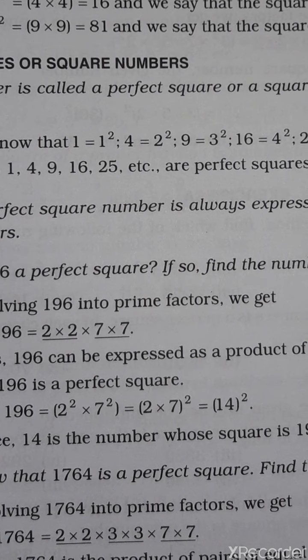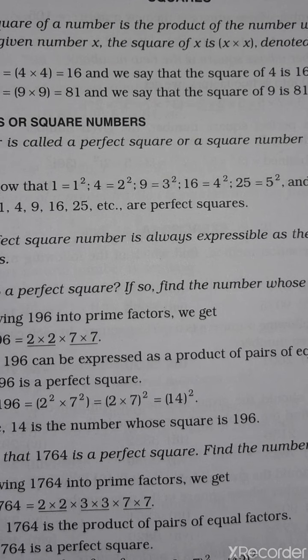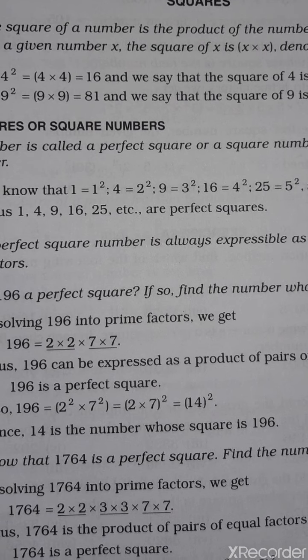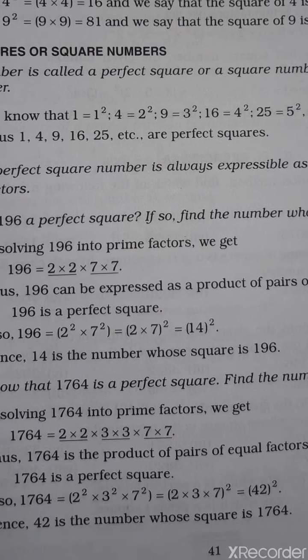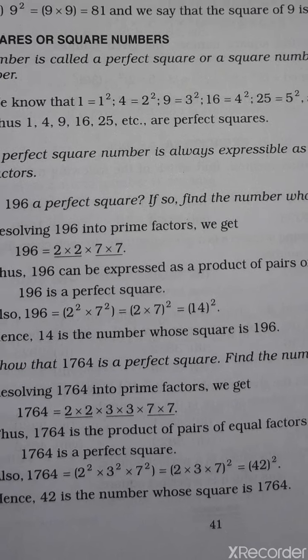Now if we see the prime factorization, we find that 2 and 7 are in pairs. There are two 2s and two 7s. Thus 196 can be written as the square of 2 multiplied by 7, that is (2 × 7) whole square, and 2 multiplied by 7 is 14. So 196 is the square of 14.